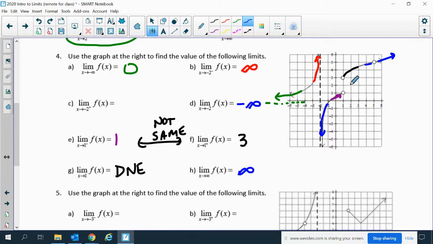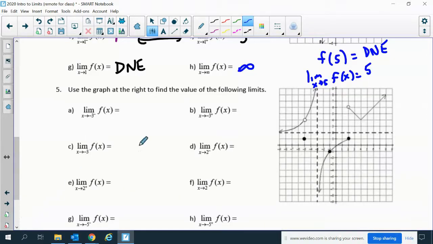One other thing I want to talk about is, what is f of 5? f of 5 does not exist, right? There's an open circle there. But what is the limit as x approaches 5? Well, the limit as x approaches 5 of f of x, it looks like that's 5, because from the left and the right, it looks like we're getting really, really close to 5. So I wanted to talk about that as well.